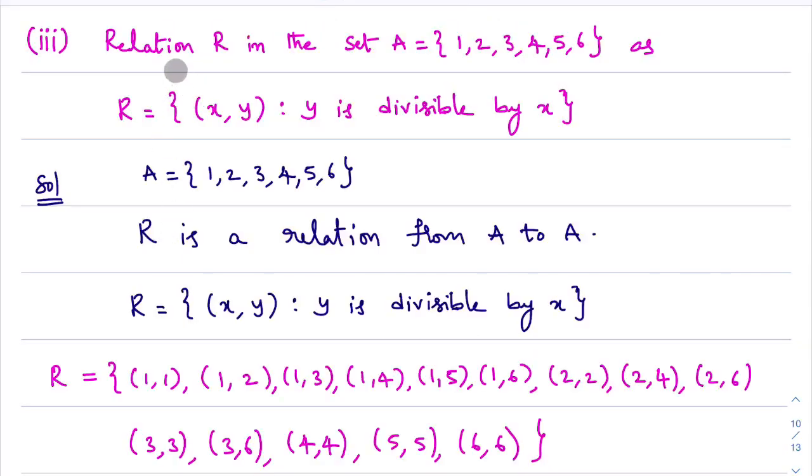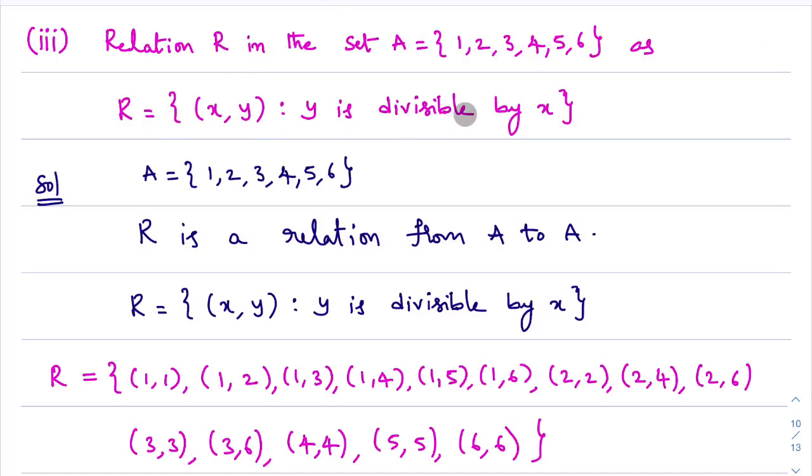Third bit. A relation R in set A is defined like this. Here you need to understand 3 things. First, what is the set A. Second, what is the relation? Relation R in the set A means R is a relation from A to A. And third, how the relation is defined.